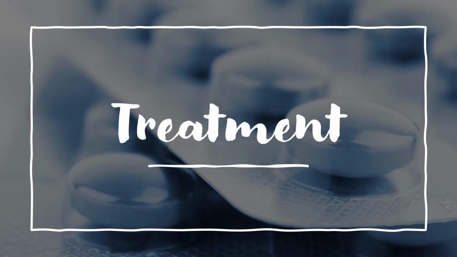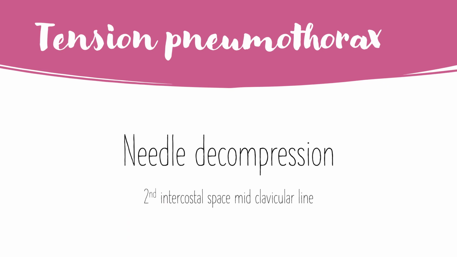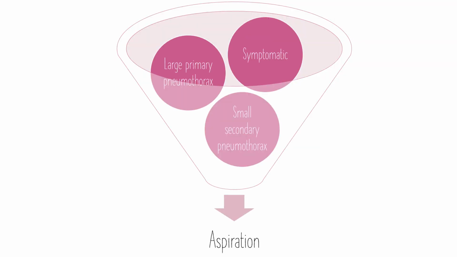Now we can move on to treatment. For a tension pneumothorax, it is important that the most immediate thing you do is a needle decompression. This is done in the second intercostal space in the midclavicular line. Remember, you also have to work through your ABCs. You may need to resuscitate the patient. Now we've looked into the immediate treatment for a tension pneumothorax.